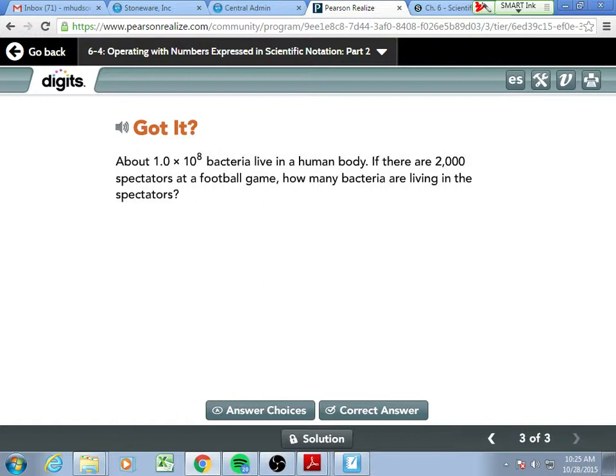So one thing you could do first is take your 2,000 and write that in scientific notation. So that would be 2 times 10 to the third power. Be careful, because from where the decimal is right here, it only has 3 places to move to get back to the original. So now we really have 1.0 times 10 to the 8th.